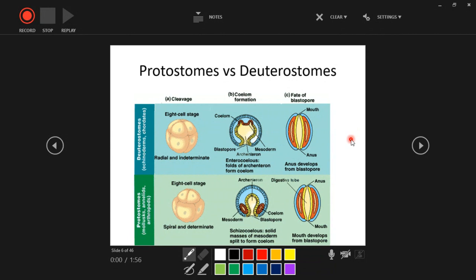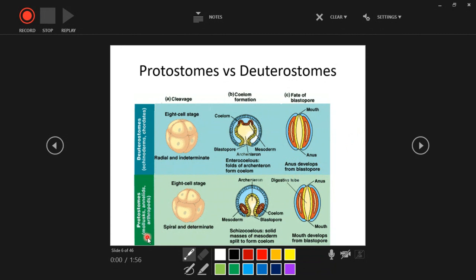So in its development, the fate of the blastopore is anus first. So anus develops from the blastopore. So now let us look at a protostomic lineage of our triploblastic animals. Here in the protostomes, we have mollusks, annelids, and arthropods.